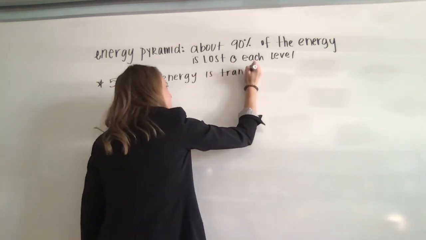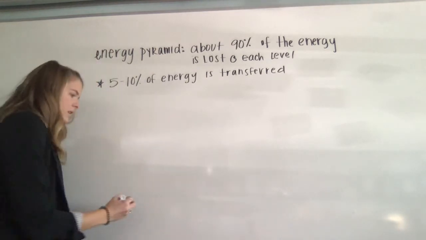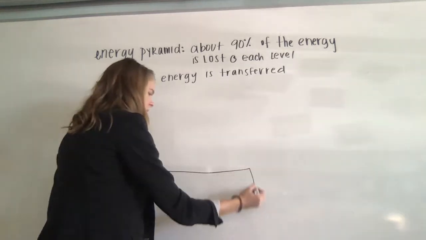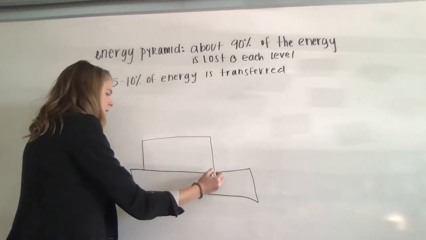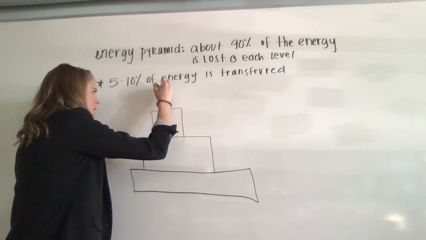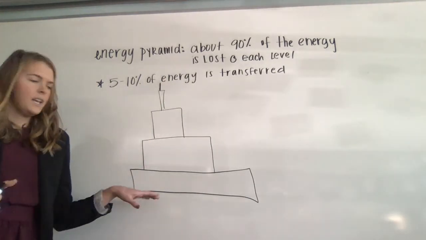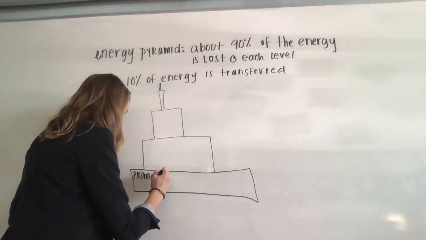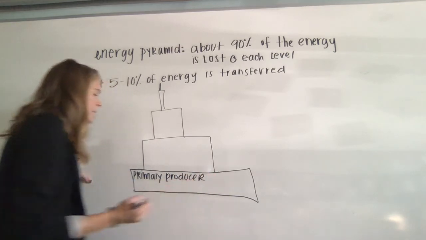And this will make more sense when we actually go over it in this little picture that I'm going to draw for you. So on your notes, let me make sure that you can see it. You have something that looks like this with some stacks on it. So this is what our energy pyramid is. And at the bottom, we're always going to have our primary producers. So we're always starting with the primary producers.